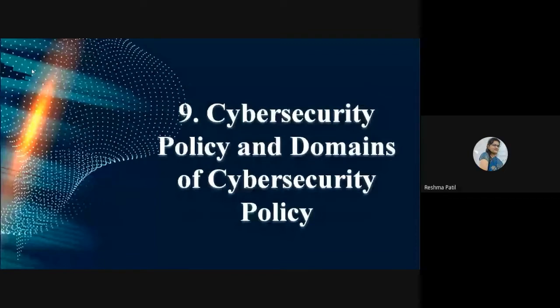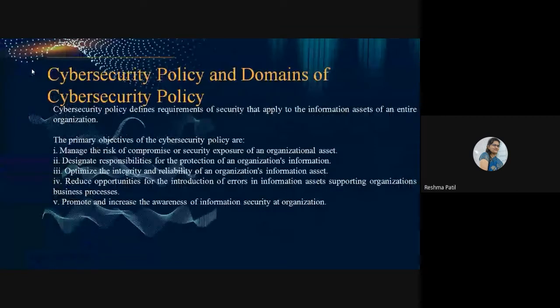Good morning, everyone. Today we are going to learn about cybersecurity policy and domains of cybersecurity policy. This is the last point of this chapter. So here, first we will check what is cybersecurity policy and what are the domains of cybersecurity policy.